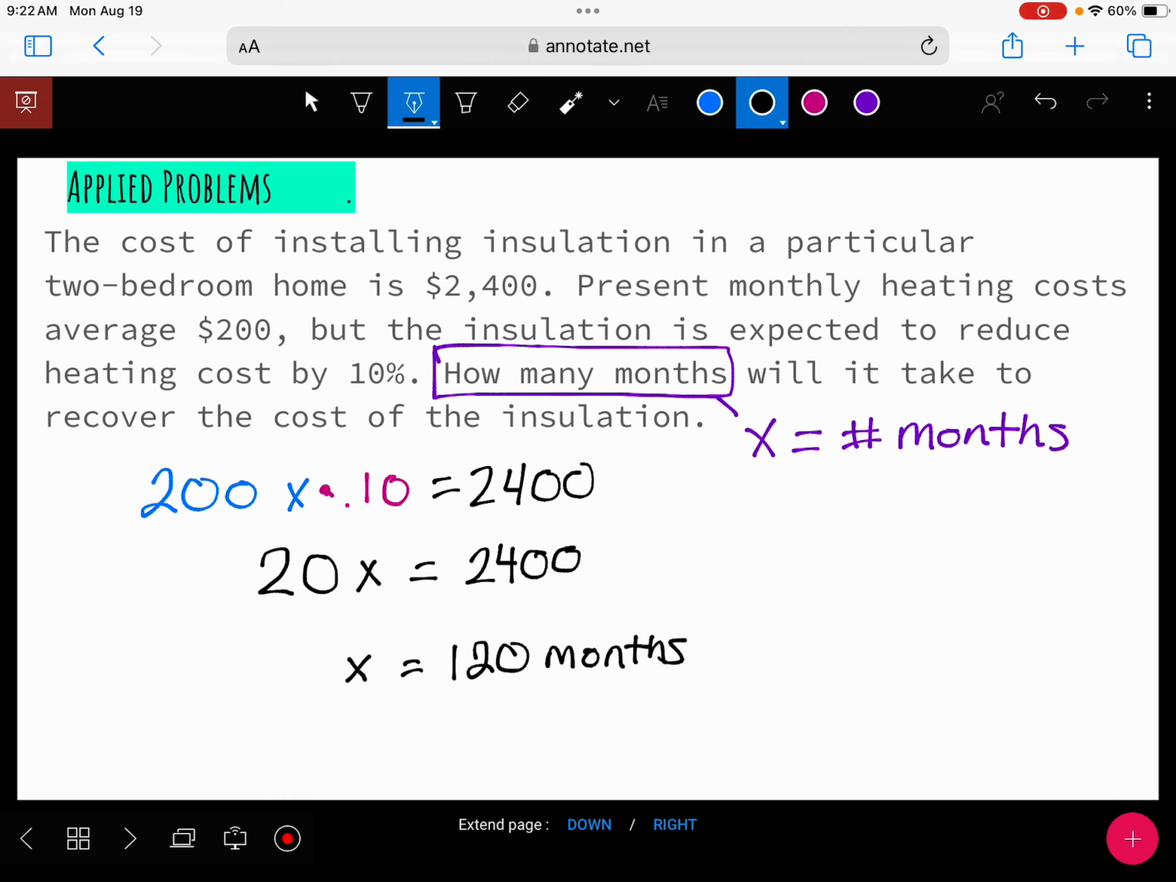Questions on this one? Because sometimes it's going to be just like this, where it's one equation that we're solving. Yes, Megan?